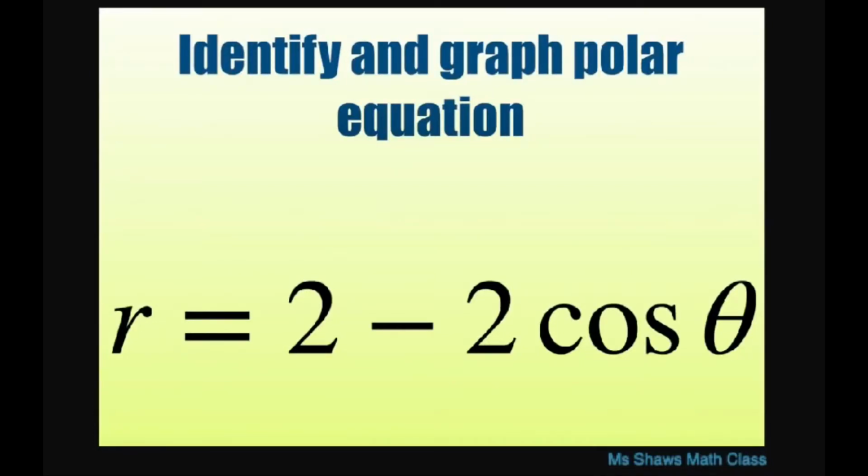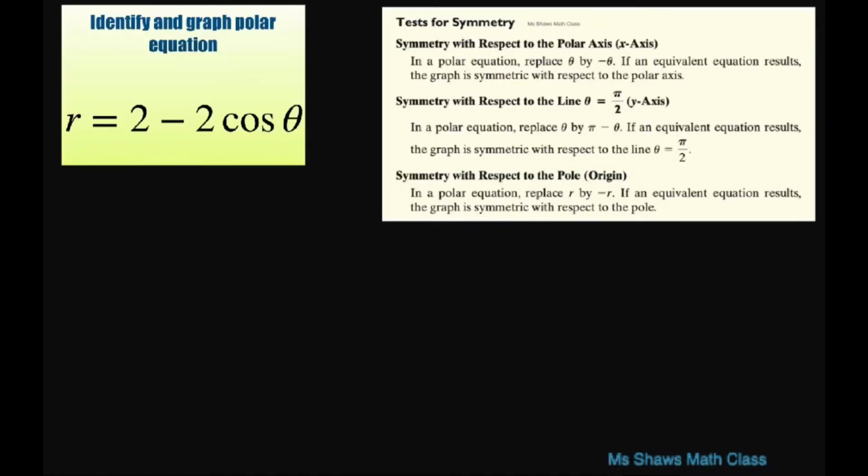Everyone, we're going to identify and graph the polar equation r equals 2 minus 2 cosine of theta. This is a cardioid, and I will show you the form of the cardioids in just a few moments. For now, what we want to do is test for symmetry, so it makes it easier to graph. So we're going to check condition 1, condition 2, and condition 3.